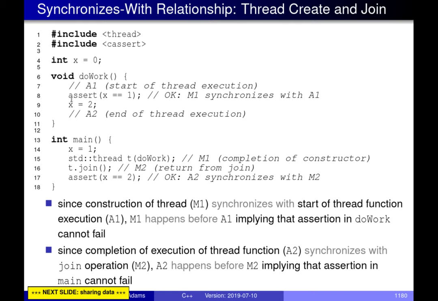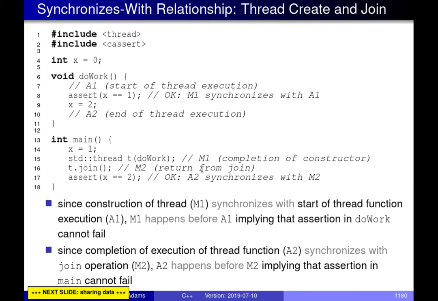If we go back to this assertion here, it can never fail. The reason is that the point in time that I've labeled as M1 synchronizes with A1. M1 is the completion of the constructor that creates the thread, and A1 is the start of the execution of the thread. If you look back to the previous slide on thread creation, it introduces a synchronizes with relationship between the completion of the constructor that constructs the thread and the start of the execution of the thread. So because M1 synchronizes with A1, this means that M1 happens before A1.